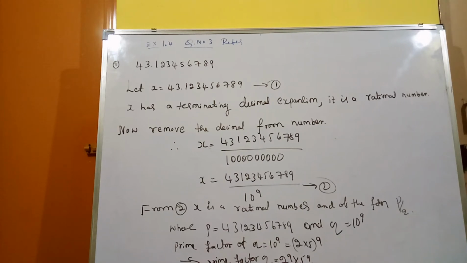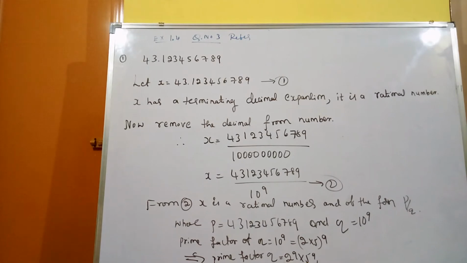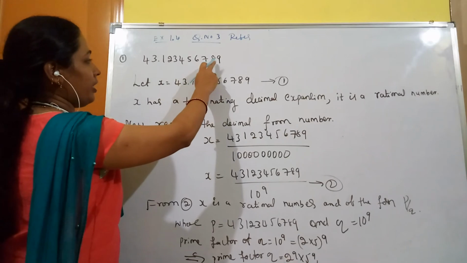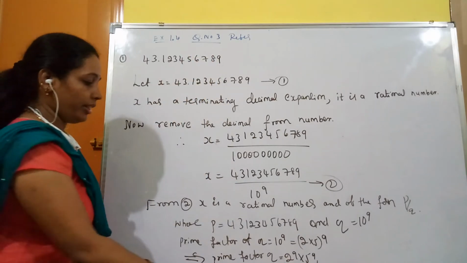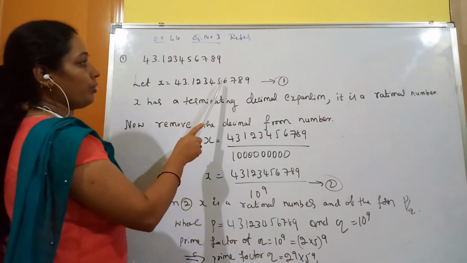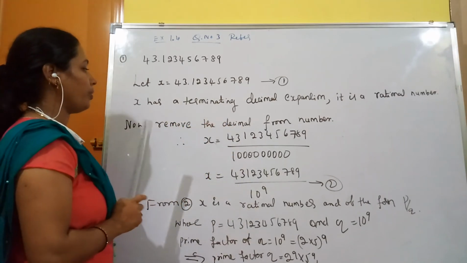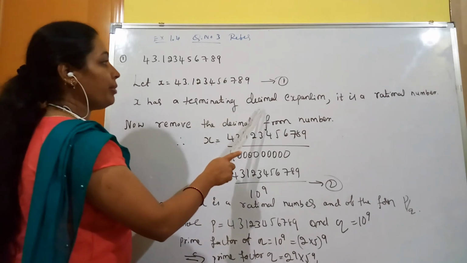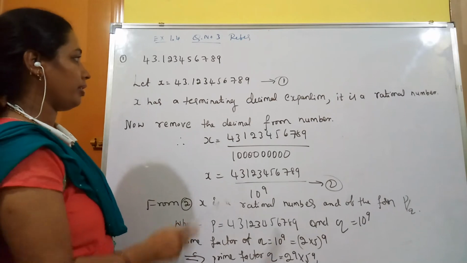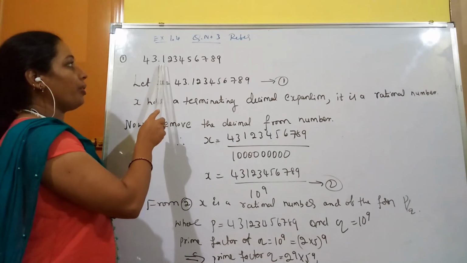So take the first problem, 43.123456789. The given number is 43.123456789. What we should do is call the given number x. So x is equal to 43.123456789, call it equation number 1. x has a terminating decimal expansion. It is a rational number because the given number is terminating.